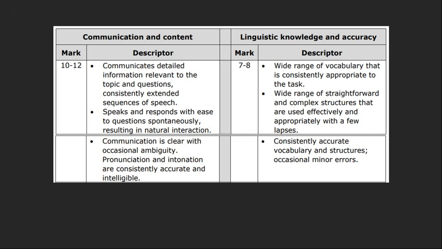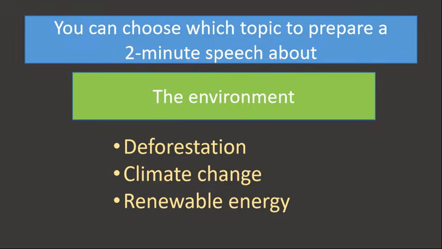But when it says straightforward and complex structures, that's using a mixture of short, simple sentences and longer, complex sentences, using them together effectively and appropriately. And then finally, consistently accurate vocabulary and structures, occasional minor errors. Again, it means you can make some mistakes, but most of the time your use of words and grammar is accurate.